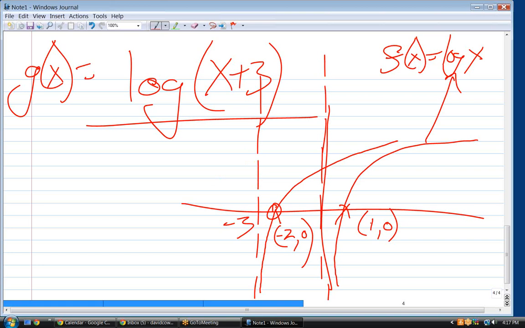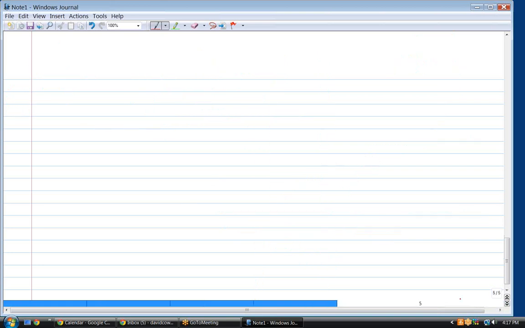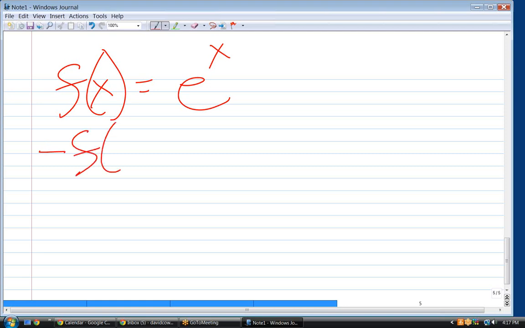Alright. And like I said, the only ones that are really hard is when you're dealing with that as a standard function, as a parent function. So what is minus f of x equal to? Would just be minus e to x.